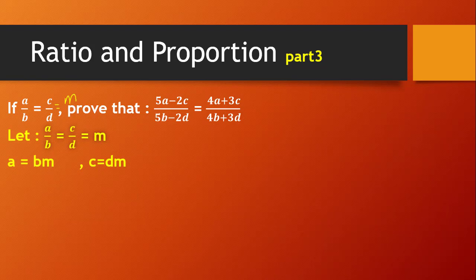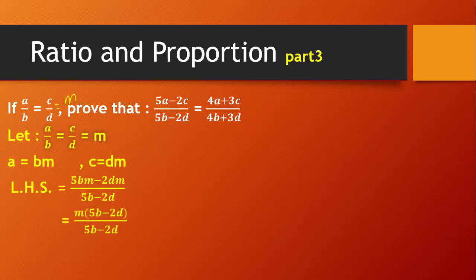Okay? And the left hand side, then the same in the right hand side. I want to prove that the left hand side equals the right hand side. Let's start with the left hand side. 5A, instead of A, I write BM. So 5BM minus 2. Instead of C, I write DM. So 5BM minus 2DM over 5B minus 2D. I won't substitute instead of B and D, I write them as they are. But if I have A, I write BM. If I have C, I write DM.